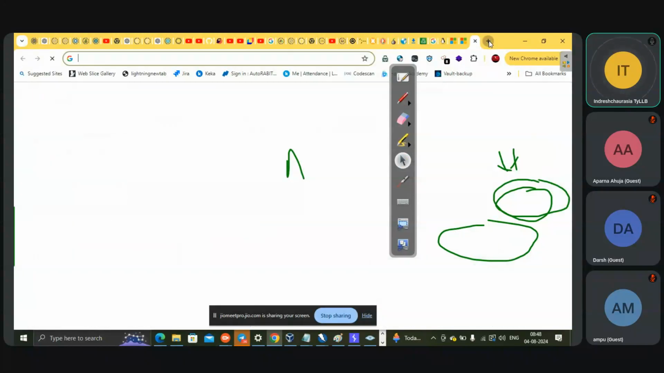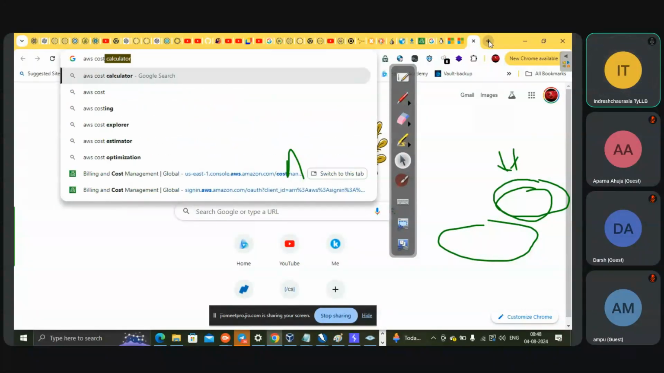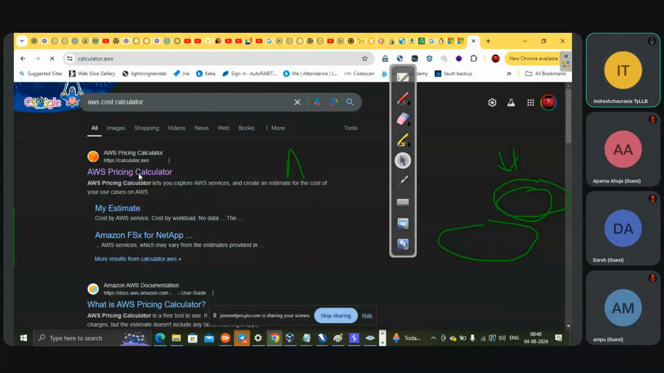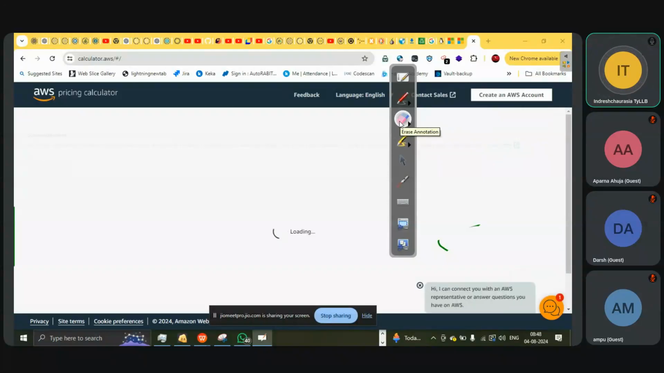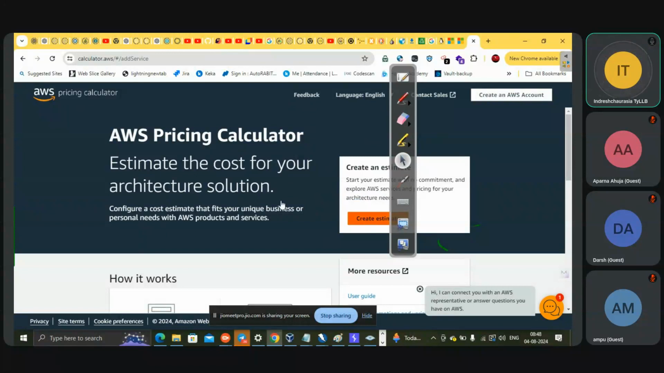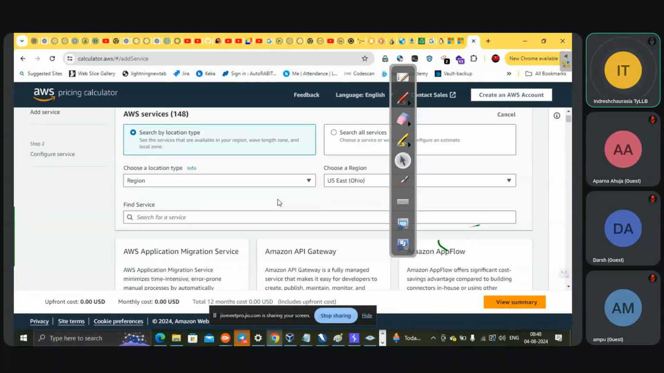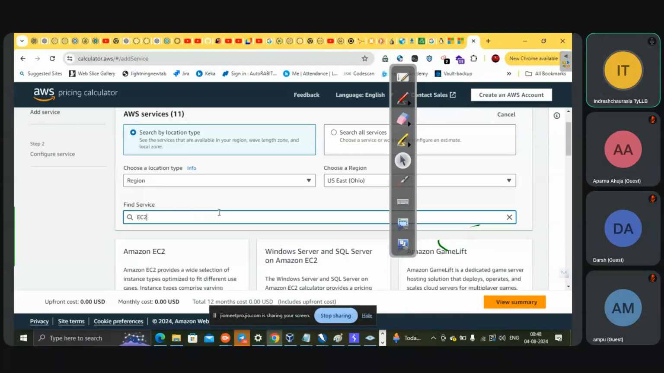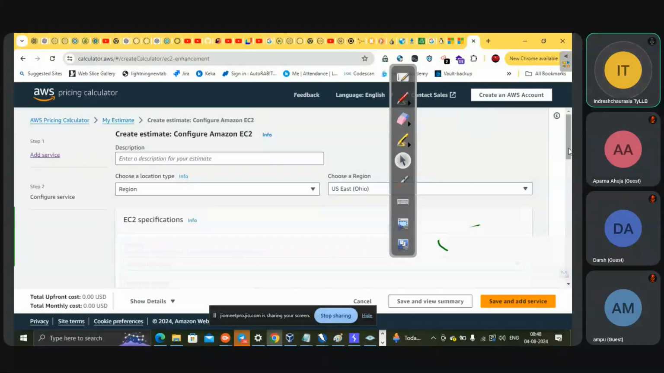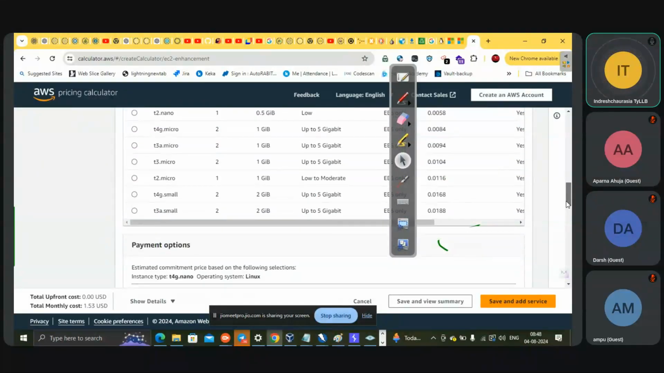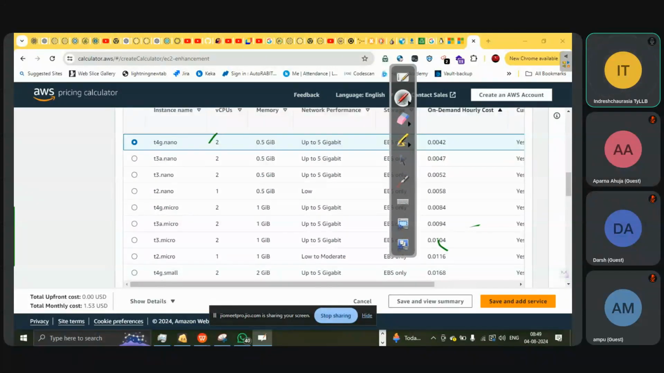In the same way we can calculate for AWS, using the AWS cost calculator. Same technology, the base is the same, everything is the same, just the name is different. Same way, if you go here, you create the estimate. Select a location, select a region, find the services. I will select this one and configure this one. Then it will give me the pricing for the particular EC2. There also it gives me the CPU details, how many CPUs, how much memory.